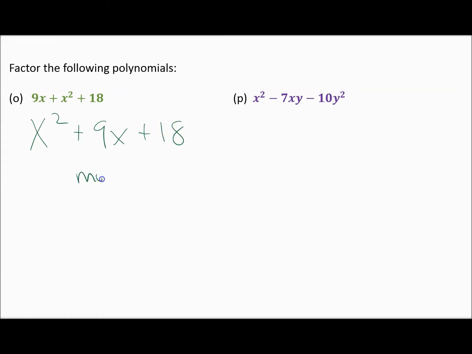So actually, we're trying to find numbers that multiply to be 18 and add to be 9. So what numbers multiply to be 18 and add to be 9? Now, a lot of you know this in your head, so please don't write your list down unless you're really having trouble doing this. Like when I start thinking about all the multiples that give me 18, like 1 times 18, that adds to be 19, or 2 times 9, that adds to be 11, or 3 times 6, aha, that works, right? Multiplies to be 18, adds to be 9.